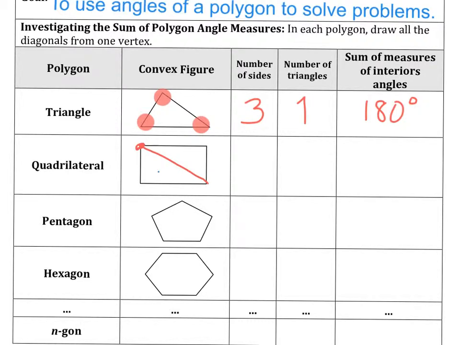Notice here, I have two triangles, one triangle there and one triangle there. So as we start to think about this, I see that my original diagram has four sides. After I draw this diagonal, I have two triangles. So what should all the angles add up to? Well, it's going to be 2 times 180, which is going to be 360 degrees.